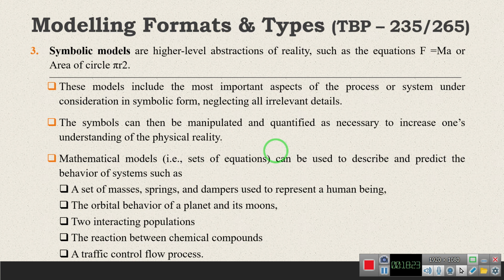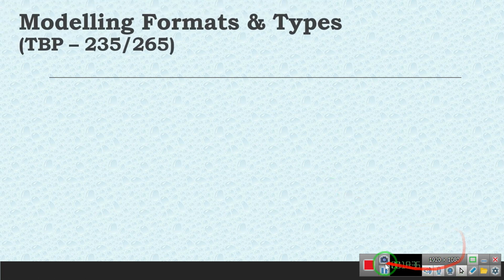So these are the three modeling types: symbolic, iconic, and analogic. Next we will study about the formats. Modeling formats.